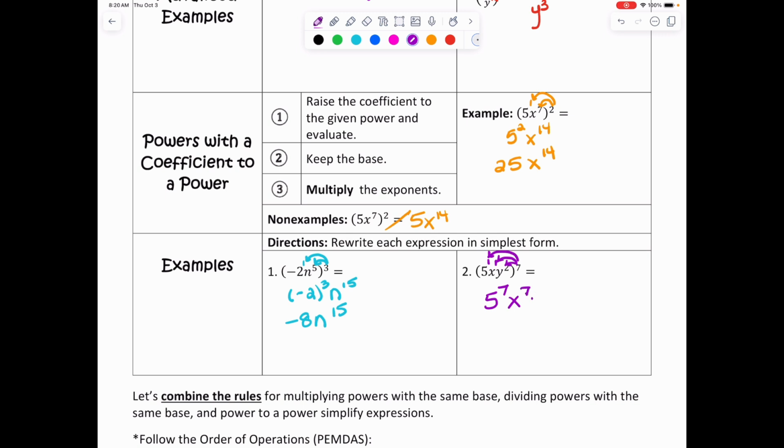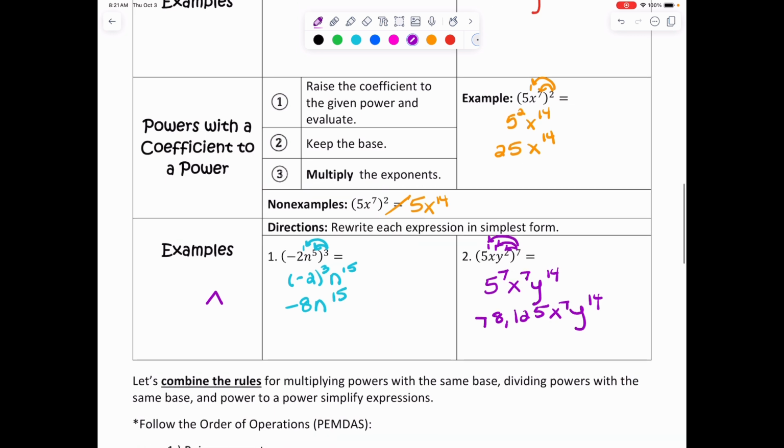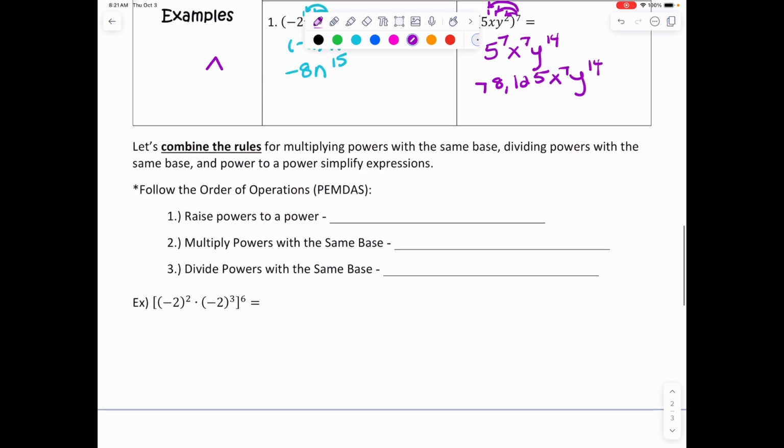And then keep the base of y with the 2 times 7, which is 14. And then our calculator will evaluate 5 to the 7th power. Remember to use that button for your exponent. 5 to the 7th is 78,125, and then we'll keep the x to the 7th and the y to the 14th. So now at this point, this was the third exponent rule that we learned.